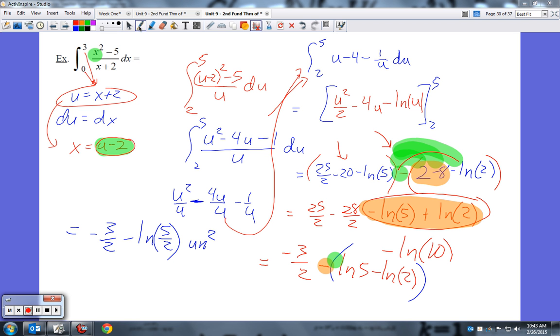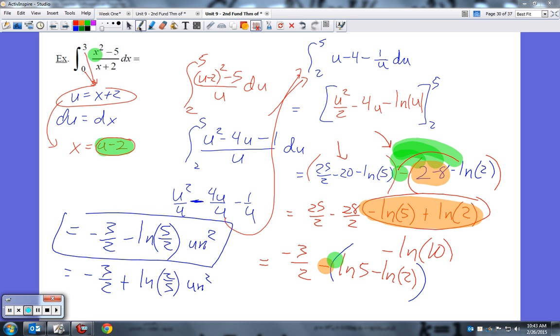Just like Jake said, if you wanted to change this to a positive, you can. It'll be negative 3 halves plus that negative is basically moving over there, and it's going to be that 2/5 piece that you're interpreting. You agree? Okay, so natural log of 2/5. Either one, probably this one is what most people might do. Okay? Alright, so let's keep going.